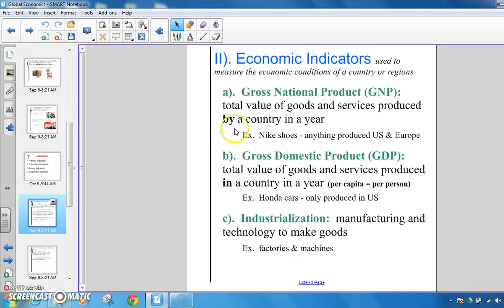Now that's by a country. The one that we're going to use a ton is GDP, or gross domestic product, meaning the total value of goods and services produced in a country. A lot of the times we refer to this as per capita or per person.